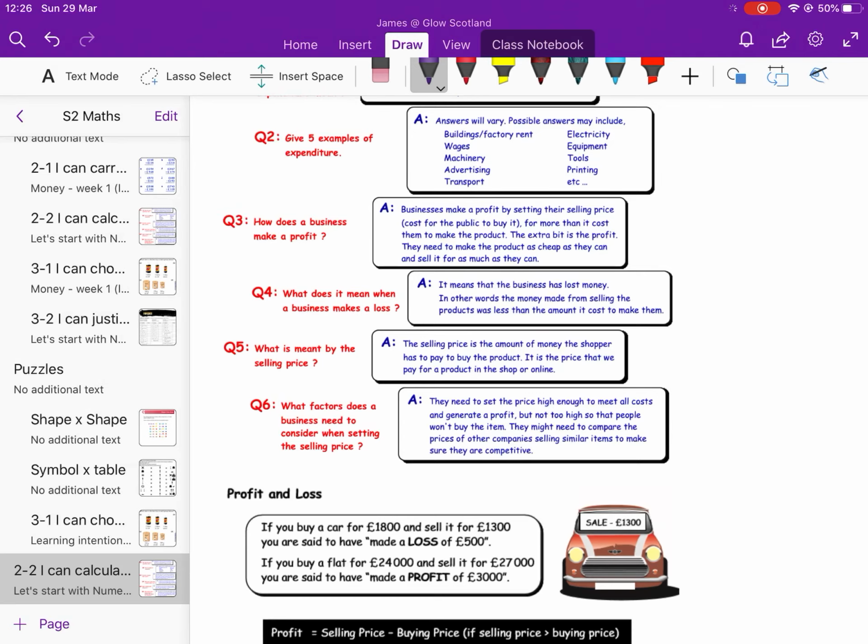So they need to set the price high enough to meet all the costs and generate a profit, but they can't set it too high so that people won't buy the item. They need to compare the prices of other companies selling similar items to make sure they're competitive. Because if theirs is much more expensive than another company's, then we're just going to buy that one instead.